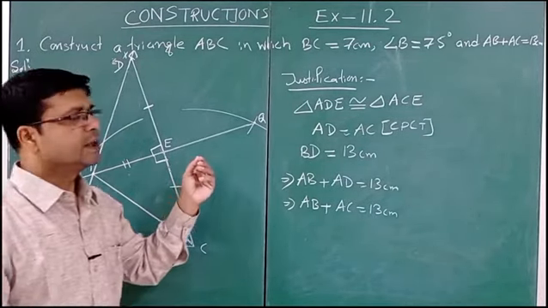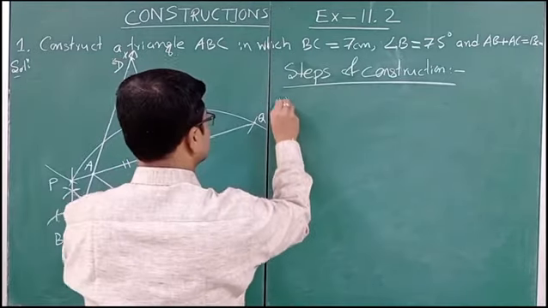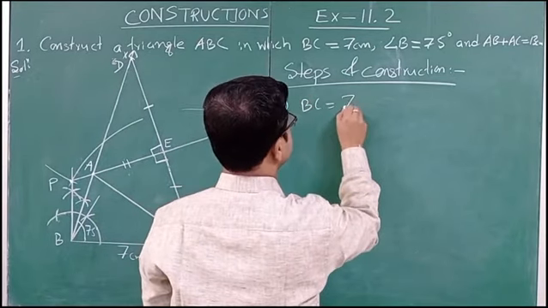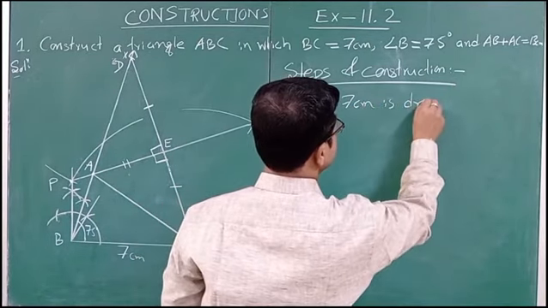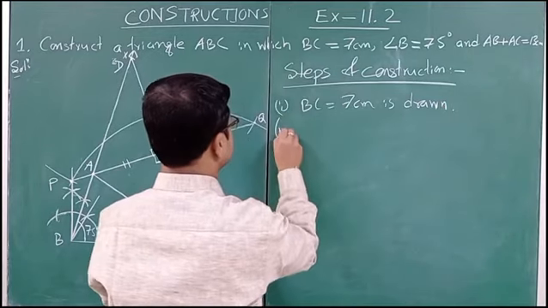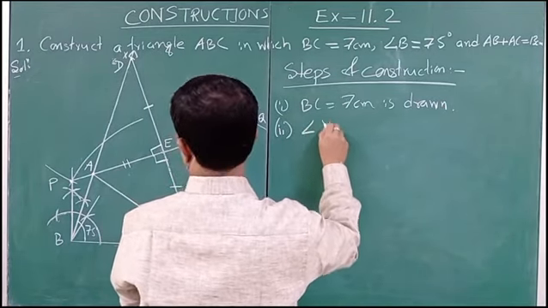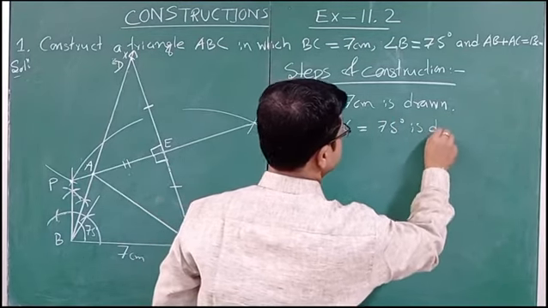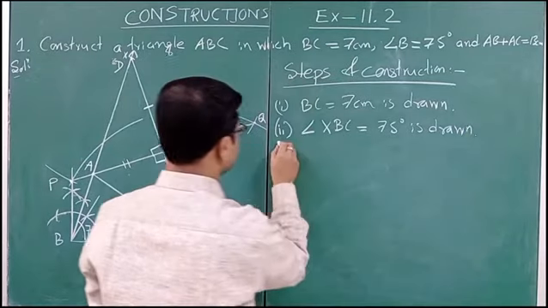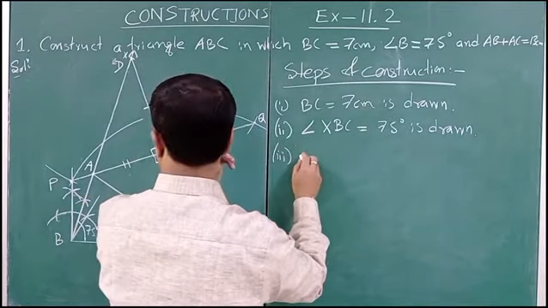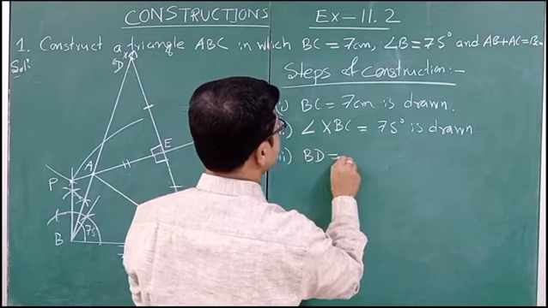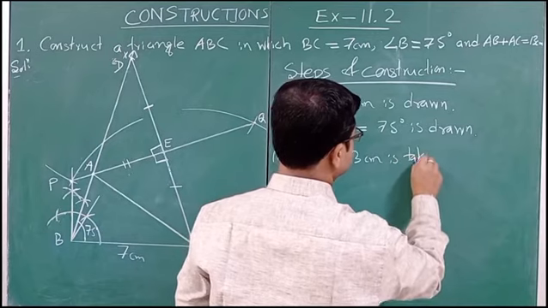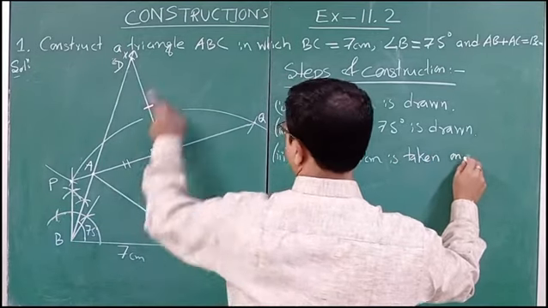Now dear students, one thing is left. What is that? Steps of construction. Now here at first BC equal to 7 centimeters is drawn. Next we have drawn angle XBC equal to 75 degrees. Next, number 3, we have taken BD equal to 13 centimeters on BX.